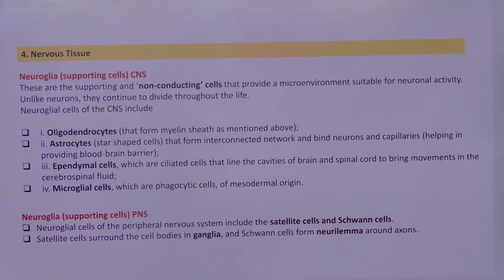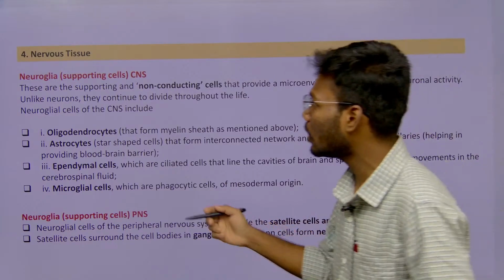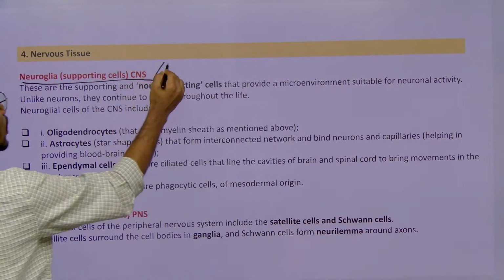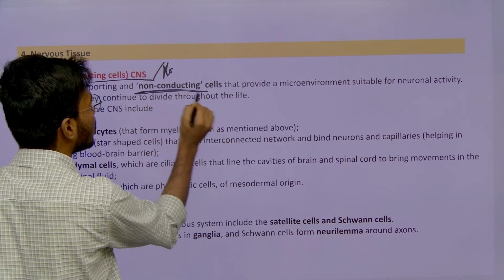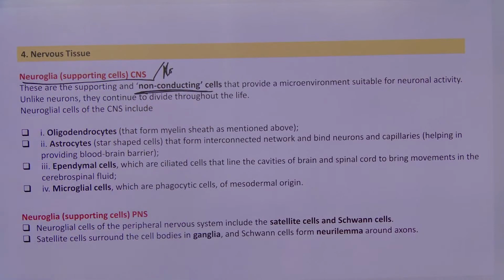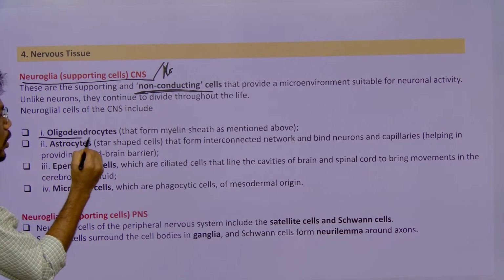So finally we discussed all the parts of neurons, the conducting cells, and we have another type of cells which are called supporting cells, also called non-conducting cells. What are non-conducting cells? The first one is oligodendrocytes.